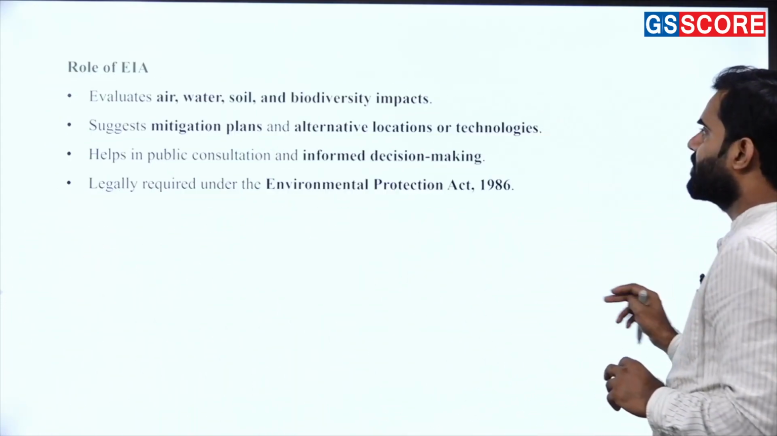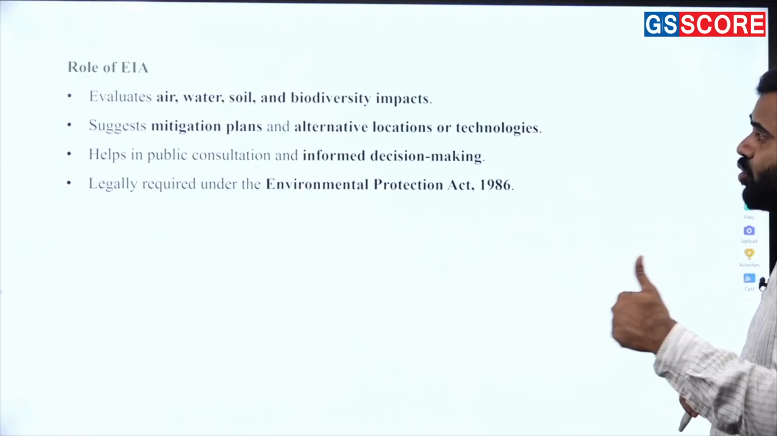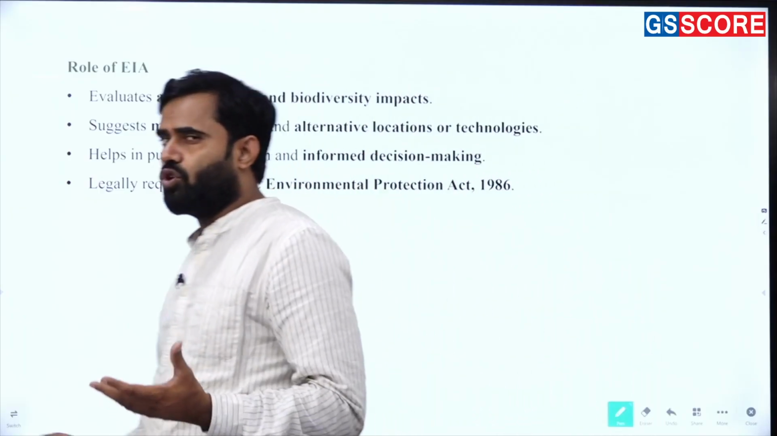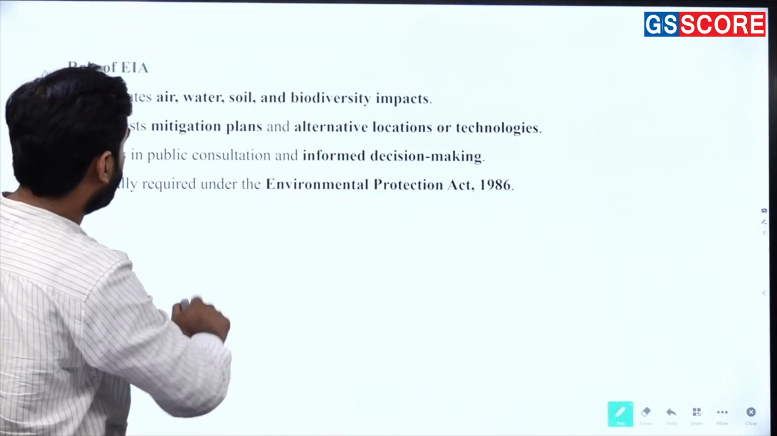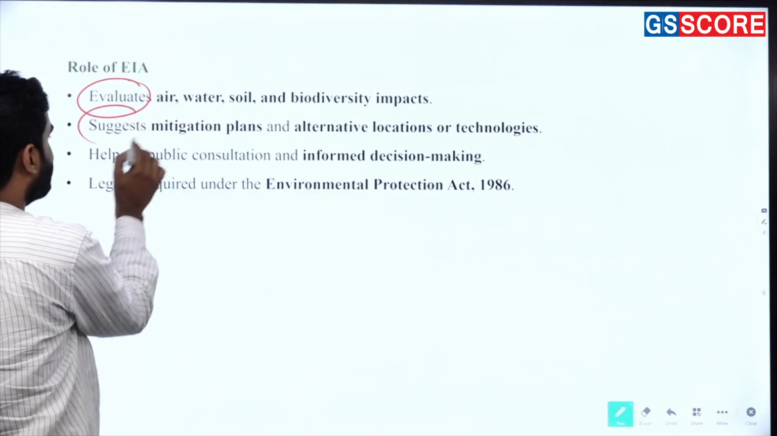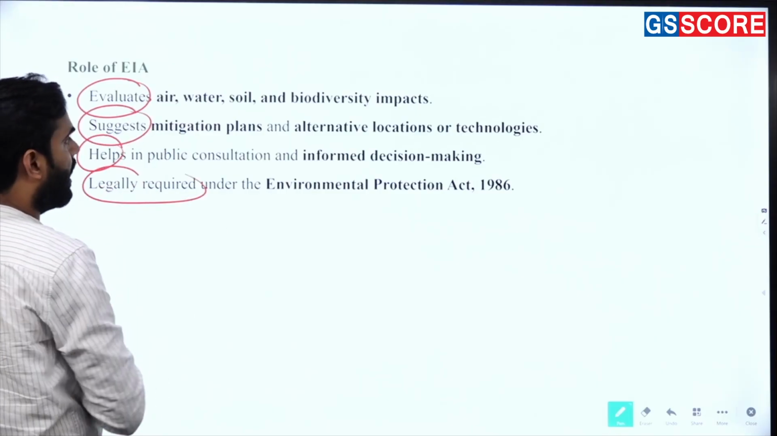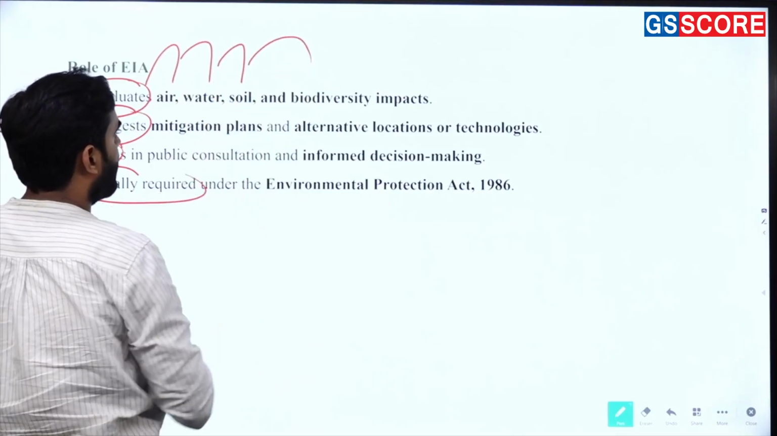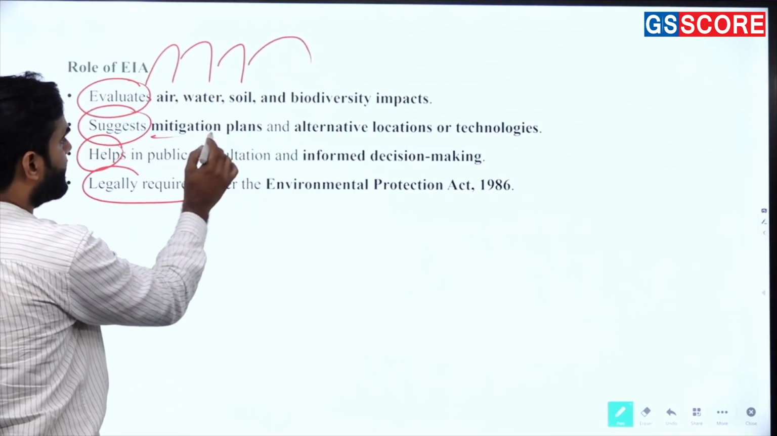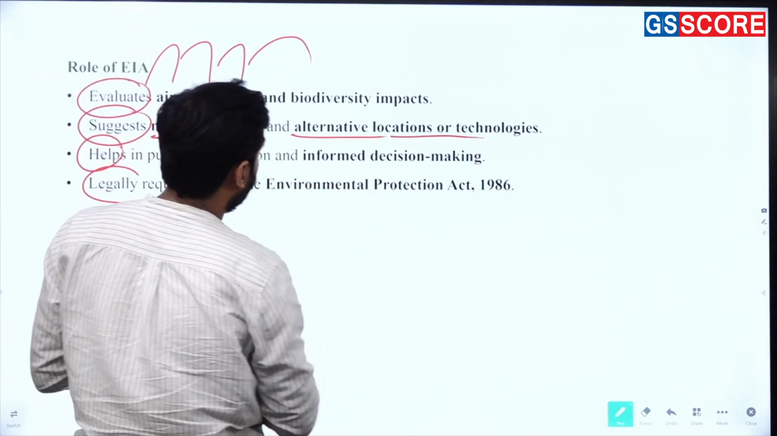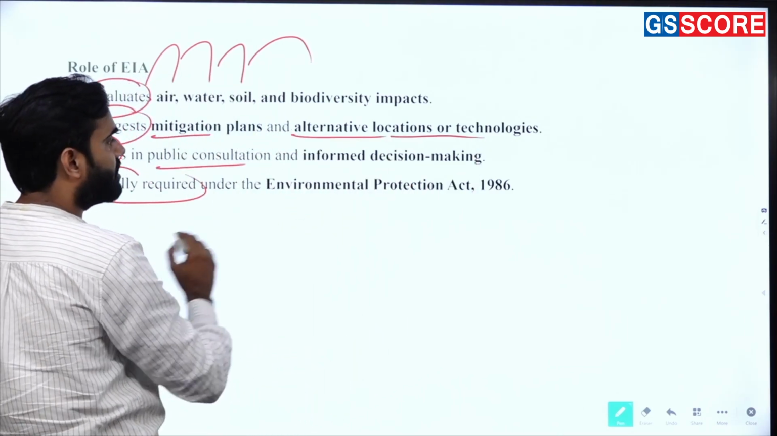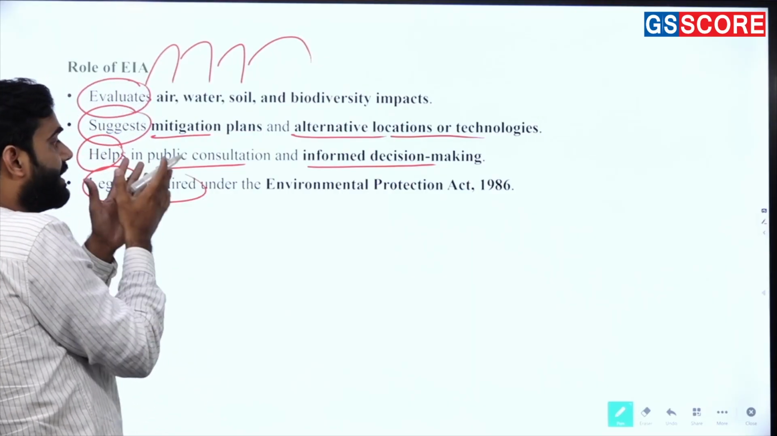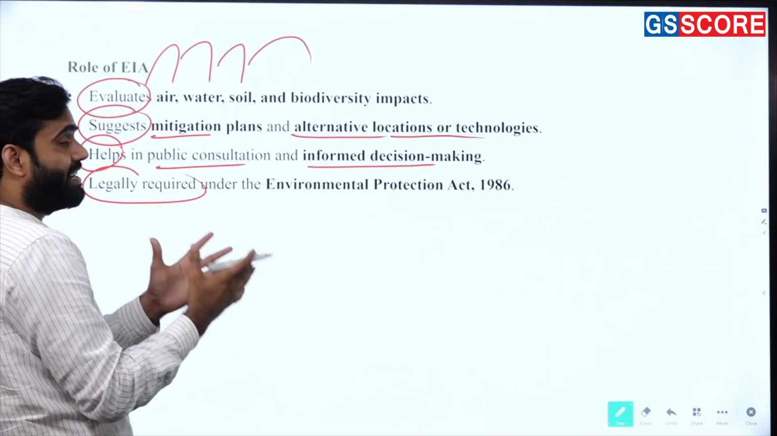Now let's move toward the main body. First of all, we have to discuss the role of EIA, environmental impact assessment. Whenever you talk about the role, you have to mention these important areas: evaluate, suggest, help, and legally required. Getting my points? Evaluate air, water, soil, and biodiversity impact. Suggest mitigation plans, alternative locations or technologies. Help in public consultation and informed decision making. And last, legally required under the Environmental Protection Act 1986.